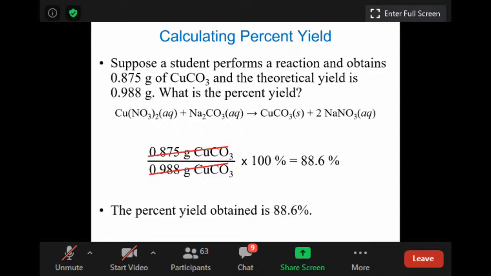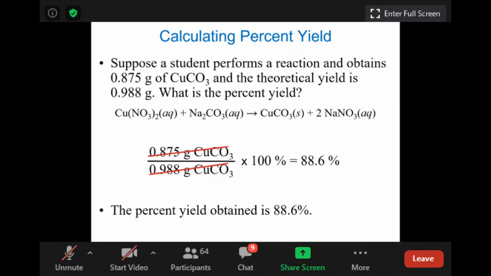And what you collect in a lab, from the lab you do, that is the actual. So usually, students will waste things, you know, in the process of making something, they lose a lot of stuff. So you want to be very careful in the lab so you can't be losing a whole lot. So that student, if everything went well, you're supposed to have what? 0.988 grams of copper carbonate.